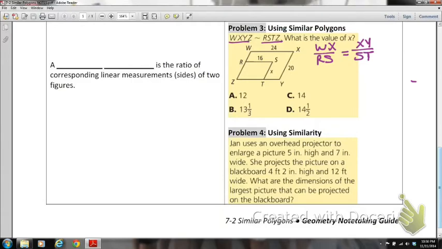So now we can substitute the values. WX is 24, RS is 16, 20 is the length of XY, and then ST is X. So here we can use the cross products property and multiply 24 times X is equal to 16 times 20, which is 320. Divide both sides by 24, and X is equal to 13.33 repeating, which is B, 13 1/3.